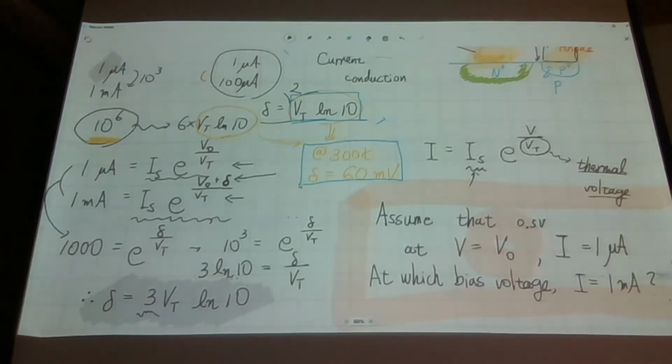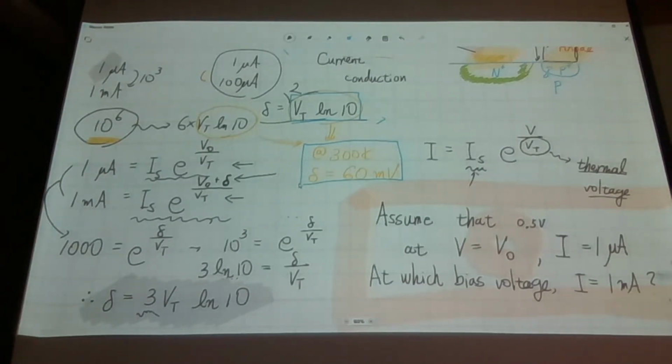I think that this number is really important for microelectronics. At room temperature, you have to apply 0.06 volt or 60 millivolt to increase your current by a factor of 10. So think about this one.